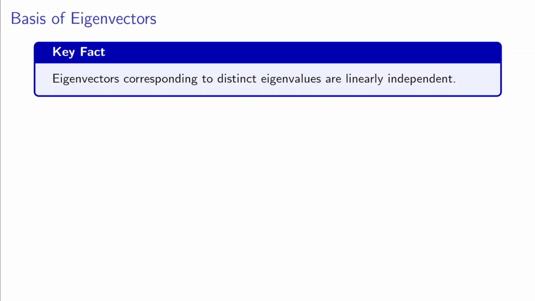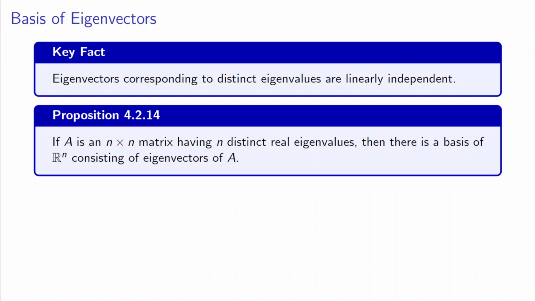And then on to a key fact. Eigenvectors corresponding to distinct eigenvalues are always going to be linearly independent. And so when it comes to looking for a basis of eigenvectors for Rn, we get this proposition. If A is an n by n matrix having n distinct real eigenvalues, I'll highlight that because that's a very key, important word here in this proposition. If we have n distinct real eigenvalues, then there is a basis of Rn consisting of eigenvectors of A, because each of those eigenvalues will have an eigenvector corresponding to it, and each one of these is linearly independent.